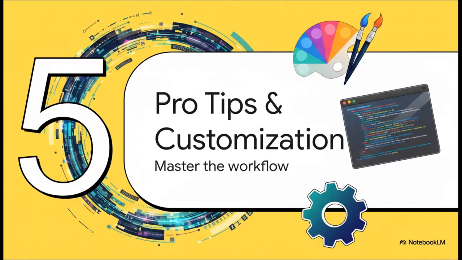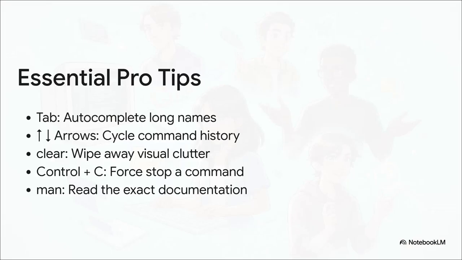And finally, section 5, pro tips and customization. Okay, you're gonna wanna use these shortcuts. They make everything so seamless. If you only remember one thing from this explainer, make it the tab key. Hitting tab auto-completes long folder names instantly. It's a total game changer. Use your up and down arrows to cycle through previous commands. Type clear to wipe away visual clutter. If a command freezes up on you, just hit Control-C to force stop it. And if you ever forget what a command does, just type man for manual, followed by the command name, and it pulls up the exact documentation.